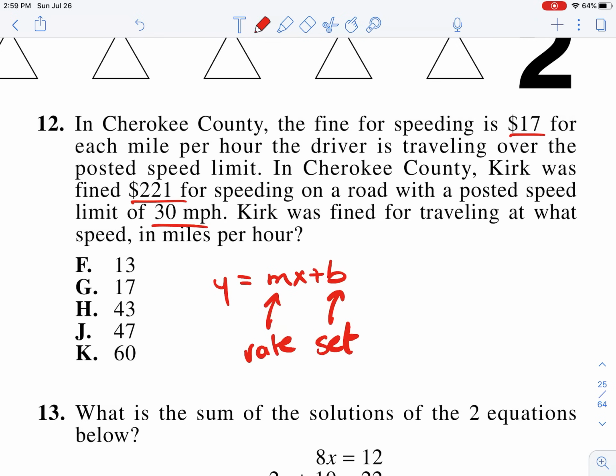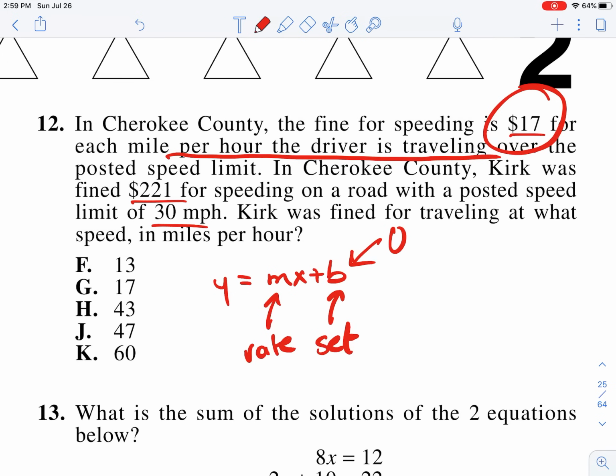What's our rate in this case? We have $17 per mile per hour the person is over the limit. Okay, that's your rate, so it's your 17. And then we also have a preset value, or y-intercept. In this case, there is no preset value. In essence, it's just 0, because they don't say that the base fee for any speeding is like $10 or $30. It doesn't say anything like that. You just have a rate.